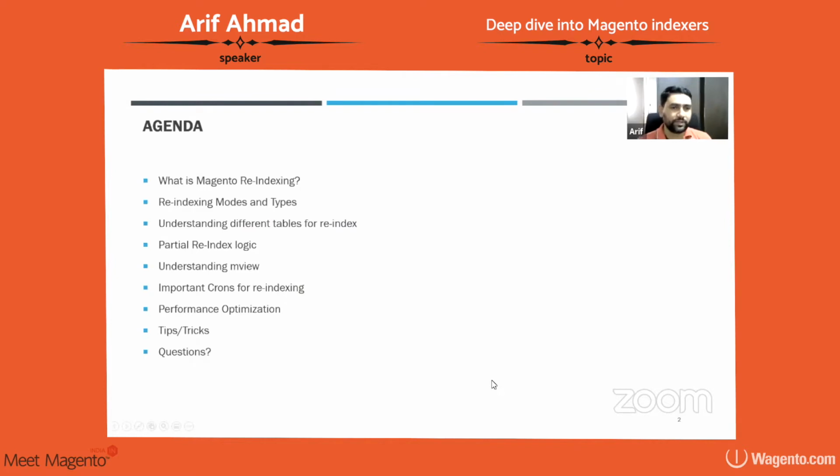Yeah. So we'll see what is Magento reindexing, just so that if there are non-technical people also, they can get some understanding. Reindexing modes and types, understanding different tables for reindex, partial index logic, understanding the MView. I think it's quite important. Important crons for reindexing, performance optimization, tips, tricks, and definitely at the end we'll have the Q&A session.